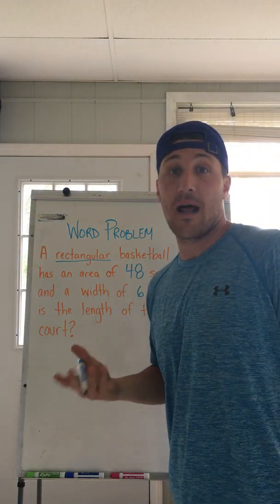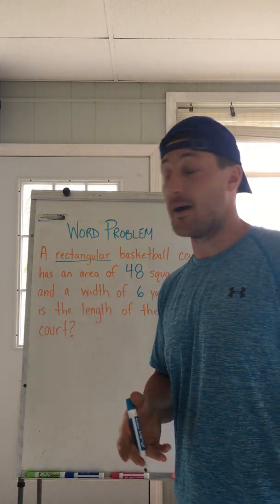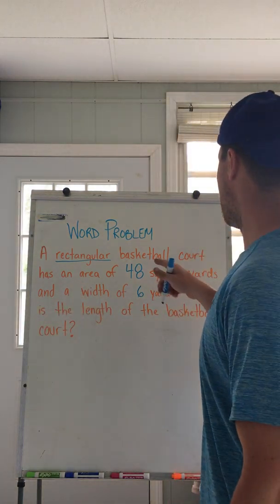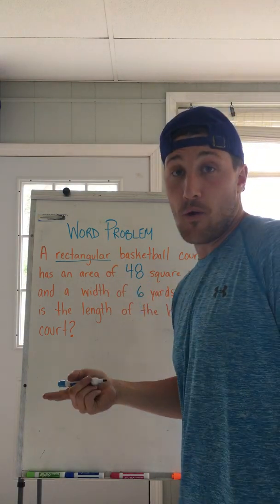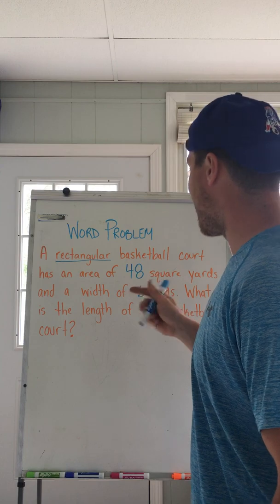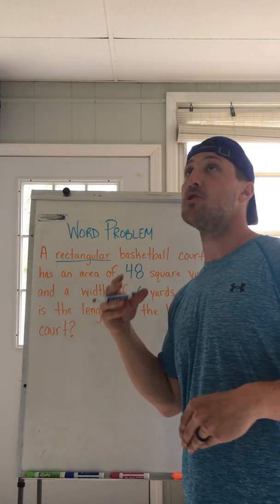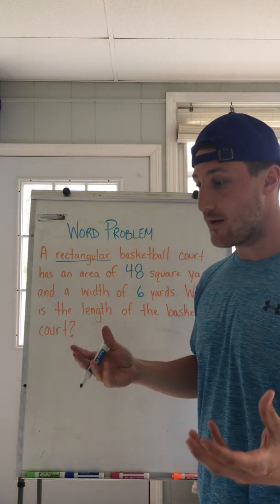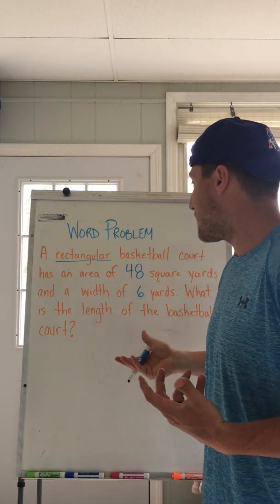Well, that's important. We know a lot about area. We know that if you multiply the length times the width, you're going to get the area. So let's see what else they give us. 48 square yards and a width of 6 yards. Cool. So we have our width. What is the length? So right off the bat, I'm thinking, okay, I know that if I do my length times my width, I'm going to get my area. Well, I already know 2 of those, so I just need to find out the third one.